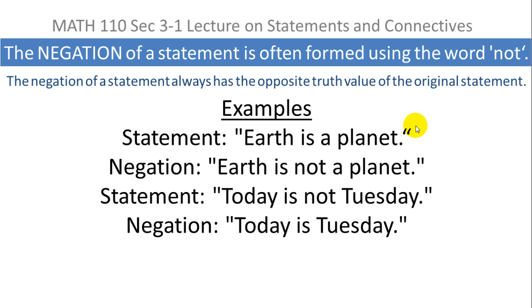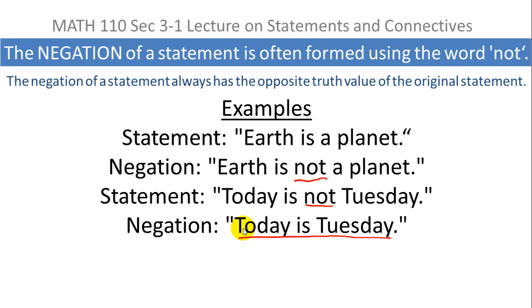So, examples of some statements and their negations. If I said the Earth is a planet, the negation would simply be the Earth is not a planet. If I said today is not Tuesday, the negation would be today is Tuesday. So adding or subtracting a not in the simplest cases is how you form a negation. It's not always that simple, especially if you're working with compound statements.